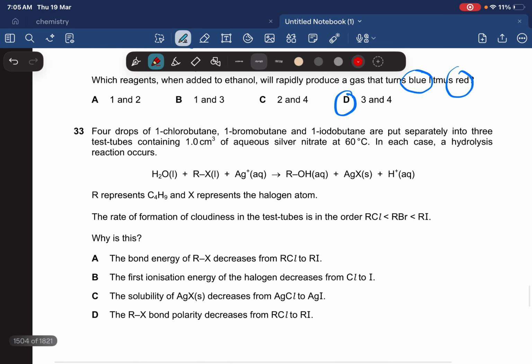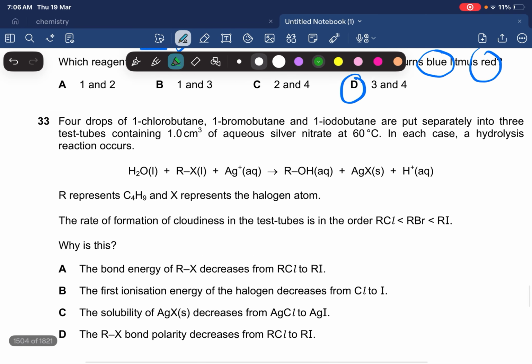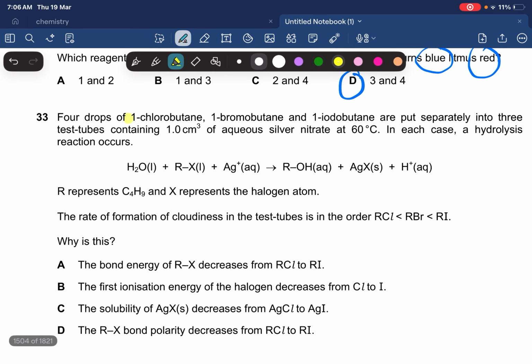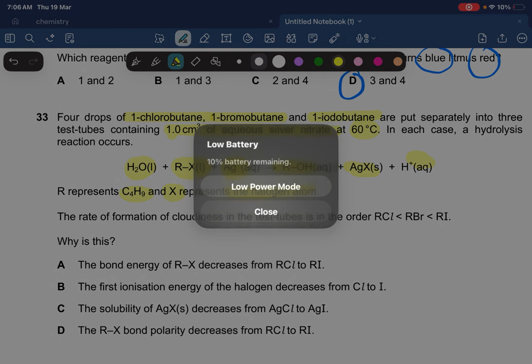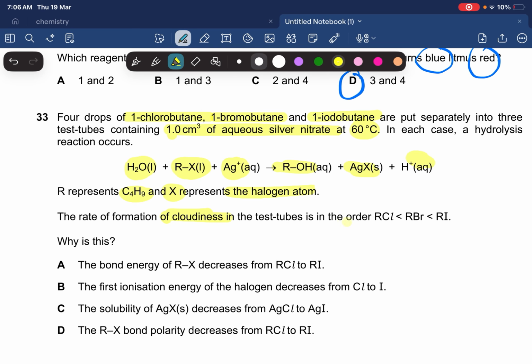No worries. Okay. 4 drops of 1-chlorobutane, 1-bromobutane, 1-iodobutane are put separately into 3 test tubes containing 1 cm cube of aqueous silver nitrate at 60 degrees Celsius. In each case a hydrolysis reaction occurs: we have water, we have this halogenobutane, and then we have silver, and then we're forming this and this. R represents C4H9, X represents the halogen atom. The rate of formation of cloudiness in the test tube is the order.